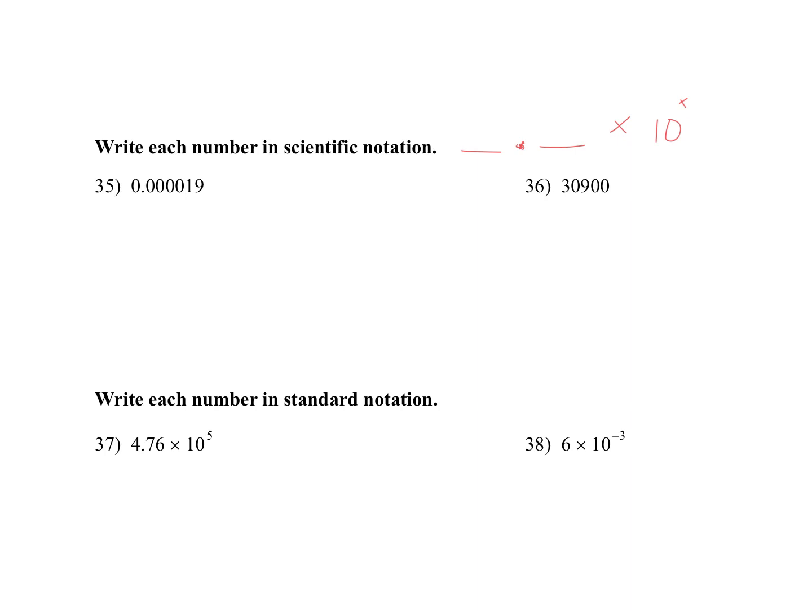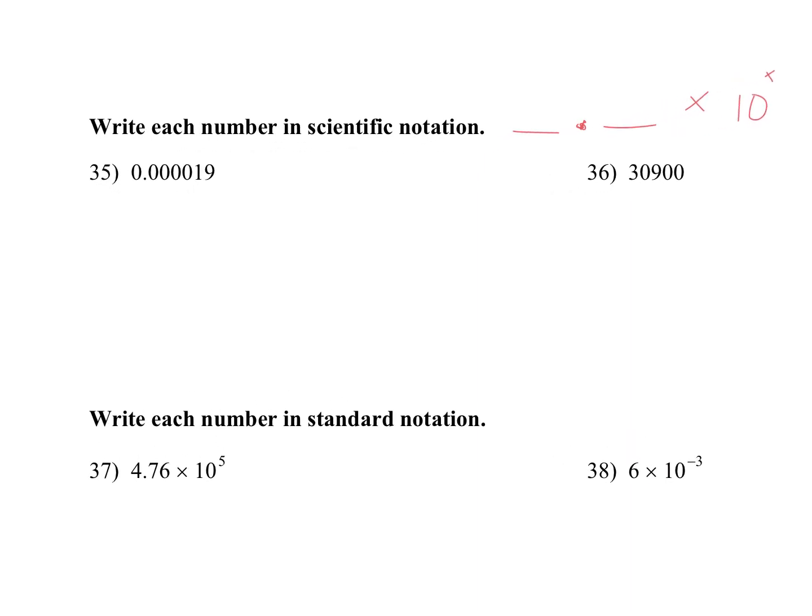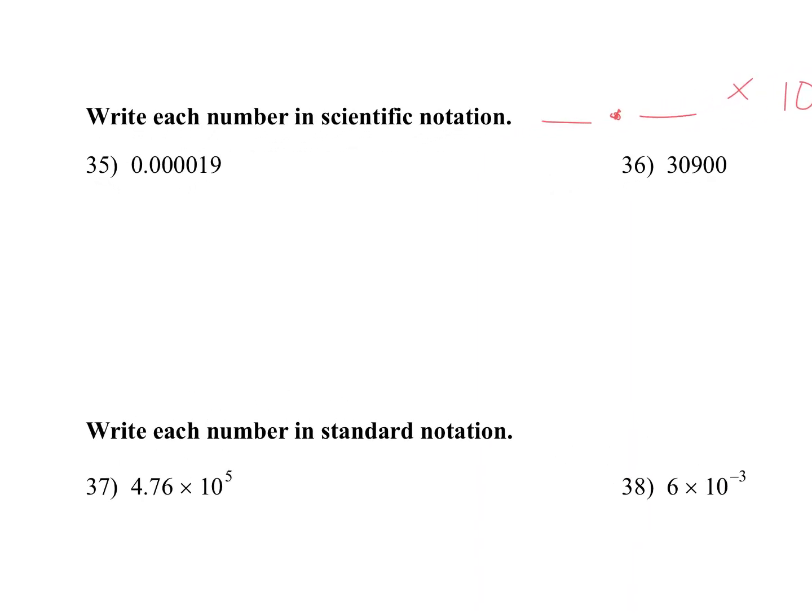So looking at 35, where do I want that decimal to end up? For scientific notation, where do I want the decimal to end up at? Right. So this one, I want the decimal to end in between the 1 and the 9, right? Because I want that whole number, decimal, and then everything else. Okay, I don't want a 0 in that spot. I need a whole number in that spot. So I'm going to have 1.9 times 10.